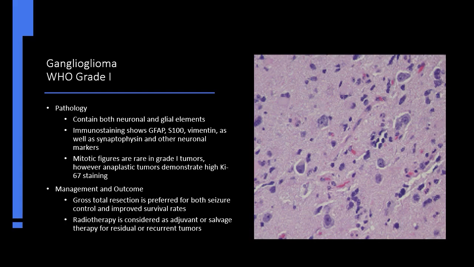Immunohistochemical staining shows both glial markers, consisting of GFAP, S100, and vimentin, and neuronal markers such as synaptophysin. Mitotic figures are rare in gangliogliomas. However, the anaplastic subtype demonstrates malignant transformation of the glial component and high mitotic labeling with Ki67. The neurons are large and polygonal, with prominent nucleoli, sparsely distributed chromatin, and nuclear membrane enfoldings.